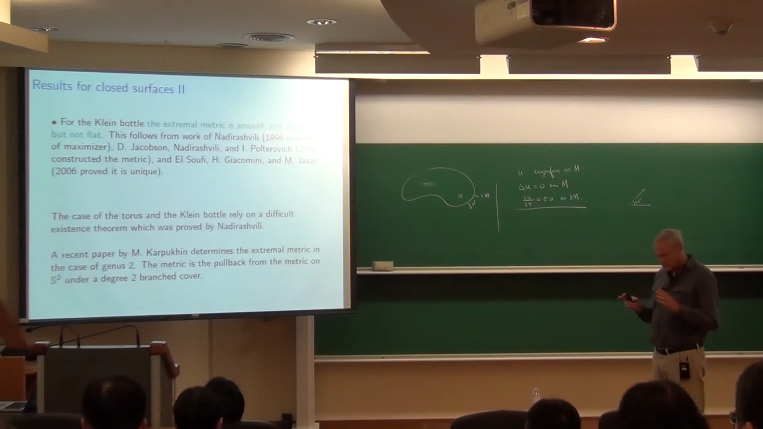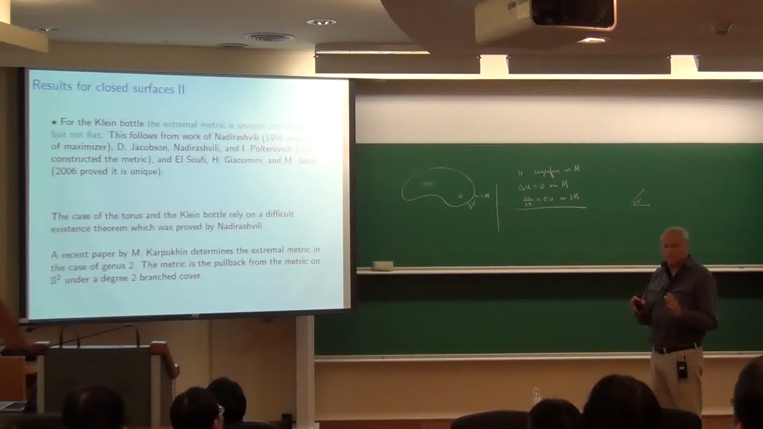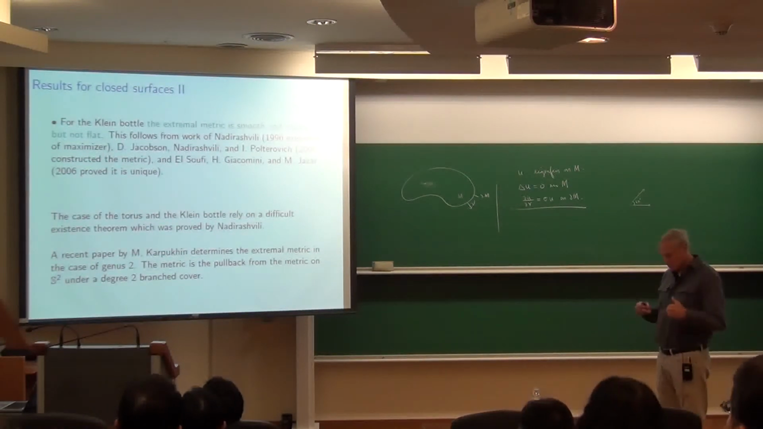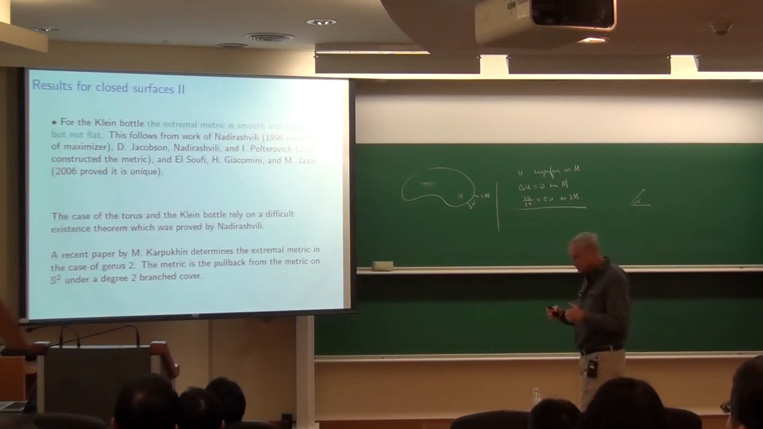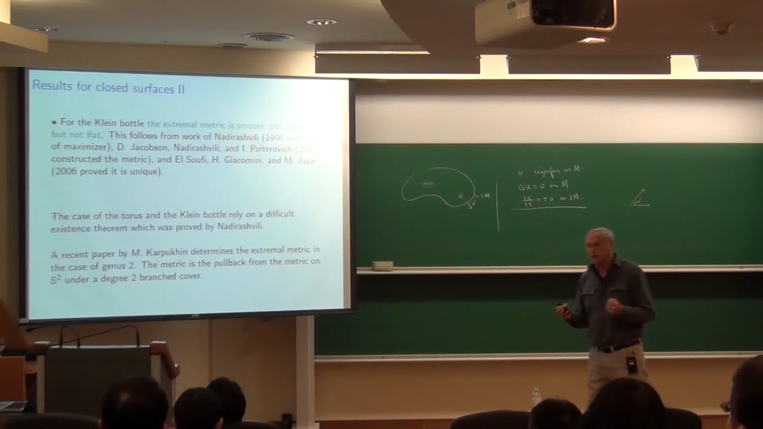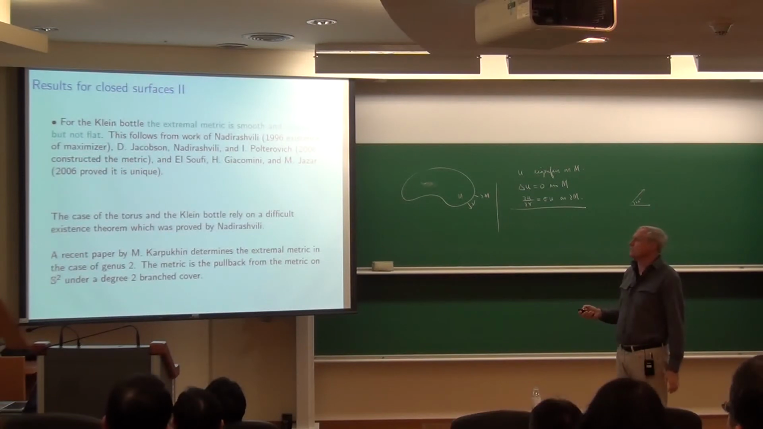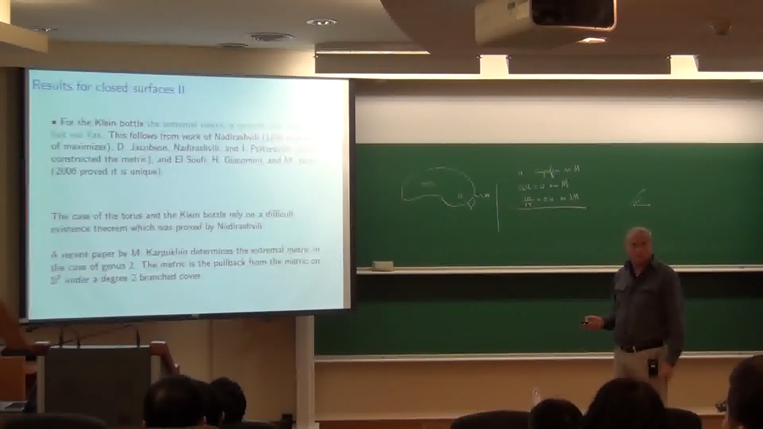And then actually just about a month ago, there was a paper. Well, let me just say by the way that the case of the torus and the Klein bottle are in some sense much harder than the sphere and RP2, because the way the proof proceeds is to first prove the existence of the maximizing metric and then to characterize it. And so that existence theorem turns out to be quite difficult. It's in the 1996 paper by Nadirashvili. In fact, if you talk to many experts in the area, they don't really understand that.